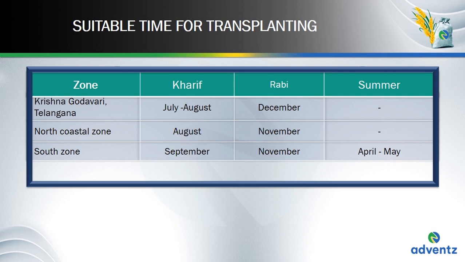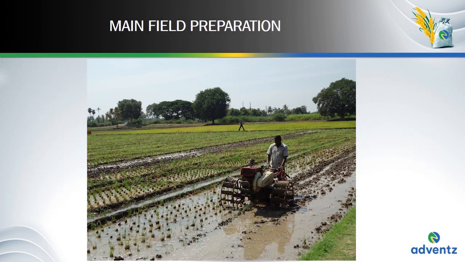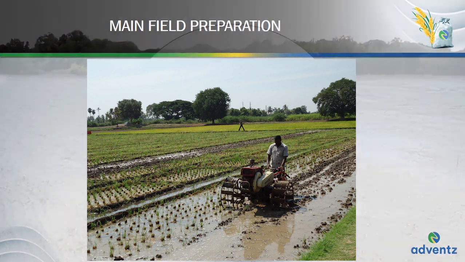And for the less rainfall zones, if the rice is planted in the Kharif season, then the suitable time for transplantation is July to August. For the Rabi season, the best time for transplanting is December. While transplanting, we need to ensure that the seedlings with 4 to 5 leaves are the ones which are suitable for transplanting. We need to prepare the main field for transplantation.